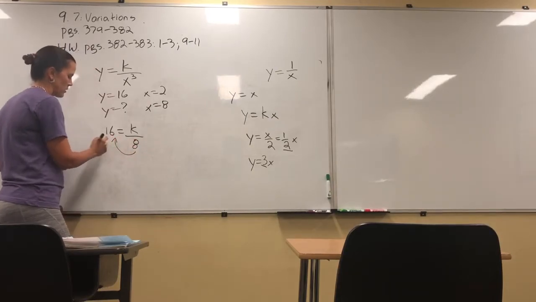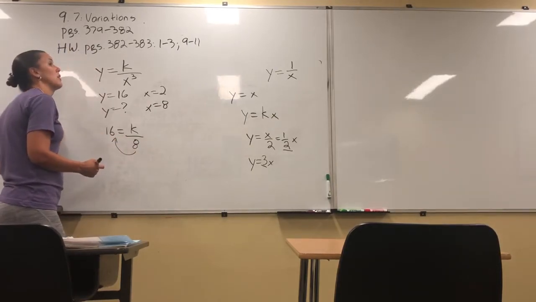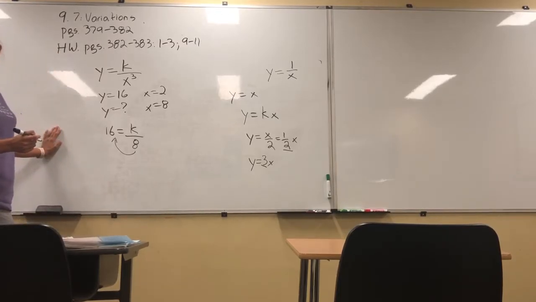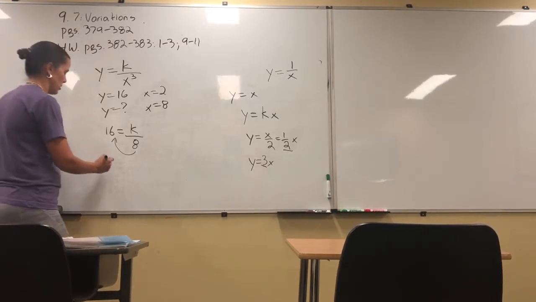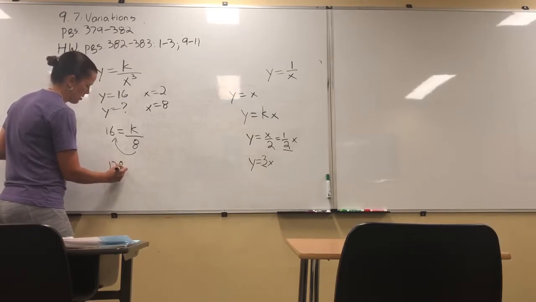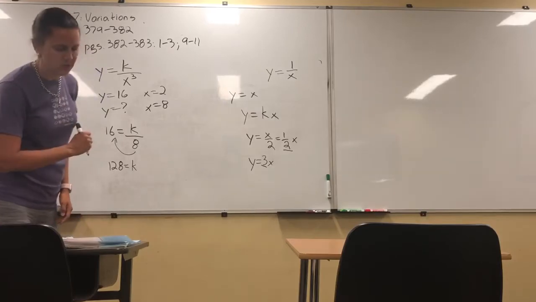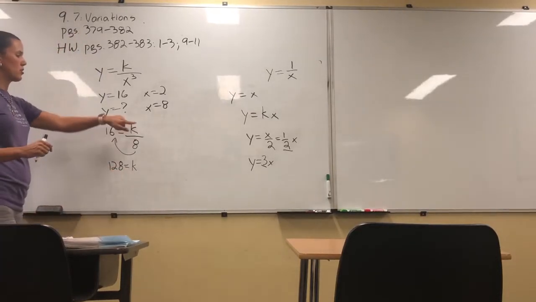Remember, bring the 8 over to this side. 16 times 8 is, Anissa, what's 16 times 8? 16 times 2 is 32. 64, 128 equals k. Let's make sure that's what the book got. Yes, 128 equals k.